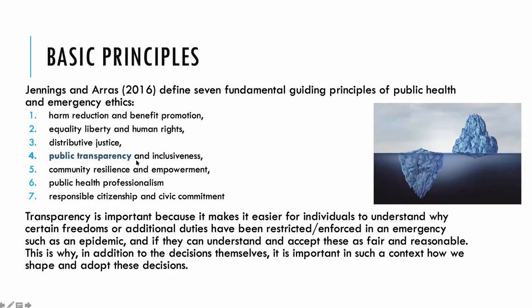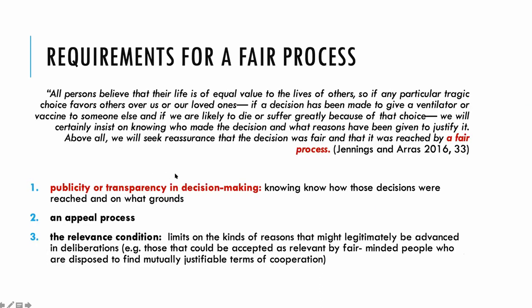Jenkins and Ayres define several fundamental guiding principles of public health and emergency ethics, which are harm reduction and benefit promotion, equal liberty and human rights, distributive justice, public transparency and inclusiveness, community resilience and empowerment, public health professionalism, and responsible citizenship and civic commitment. So transparency is included within the existing ethical framework of emergency ethics, but the problem is that transparency is within this system linked primarily with human decision-making agents or institutions composed of human decision-makers.